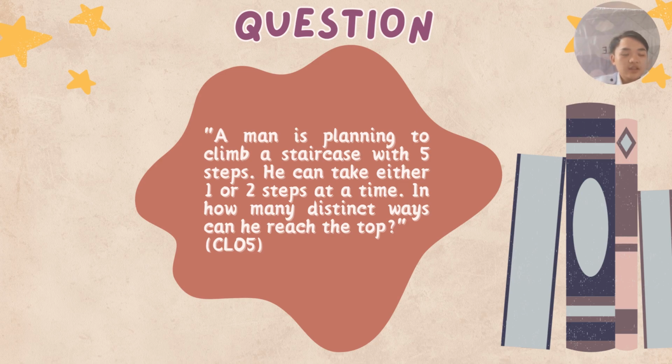So now let us see the intermediate level heuristic question. The question is, a man is planning to climb a staircase with 5 steps. He can take either 1 or 2 steps at a time. In how many distinct ways can he reach the top? This question involves CL05, which is evaluating. This question also has 3 solutions to get the answer.